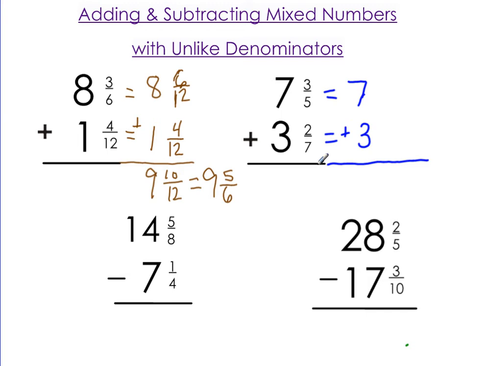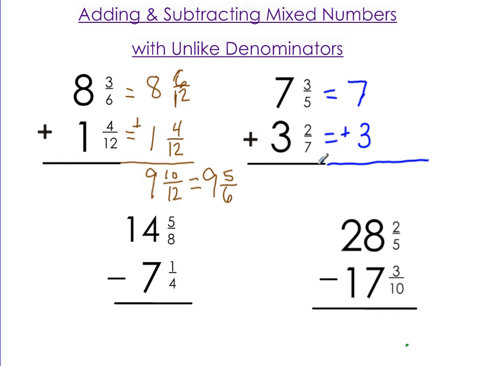Well, I look at 7, that's the greatest multiple. I know 5 can't divide into 7. The next multiple of 7 is 14. And I know 5 can't divide into 14. So the next multiple of 7 is 21. 5 cannot divide evenly into 21. The next multiple of 7 is 28. And I know 5 can't divide into 28 evenly. The next multiple of 7 is 35.